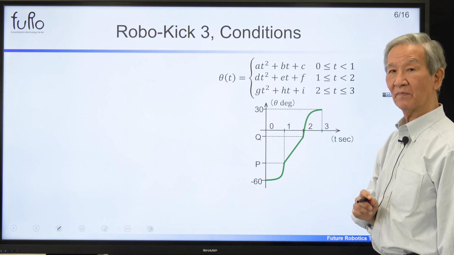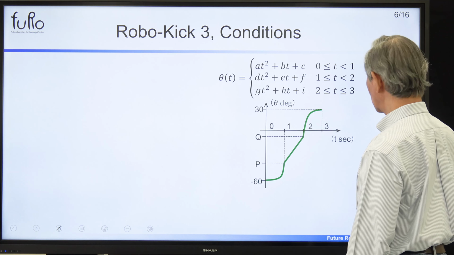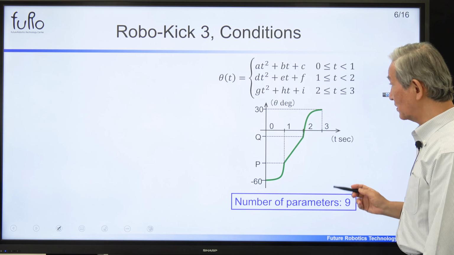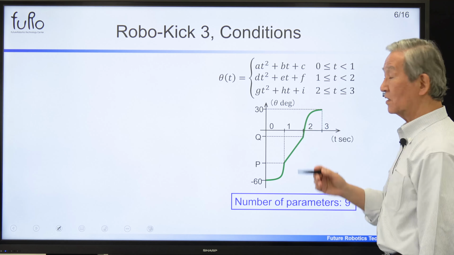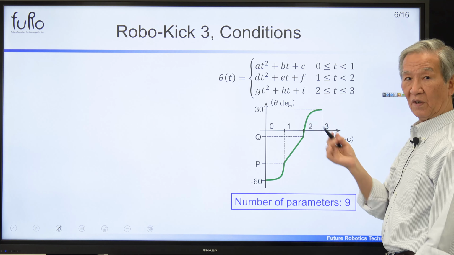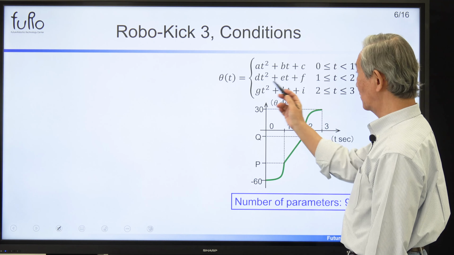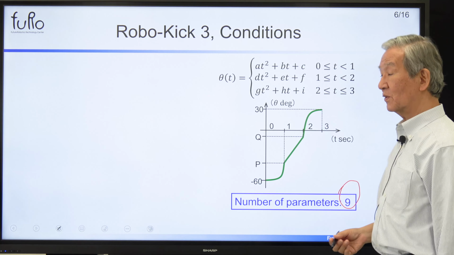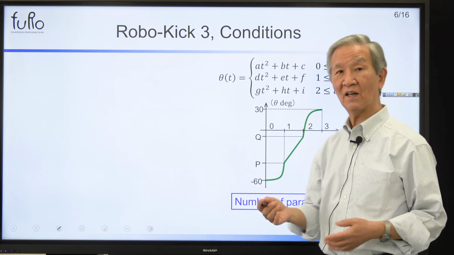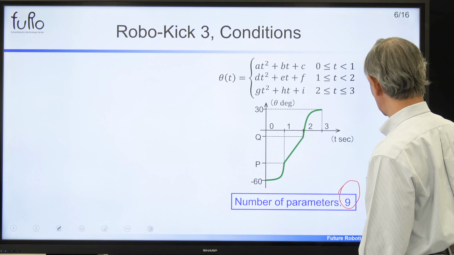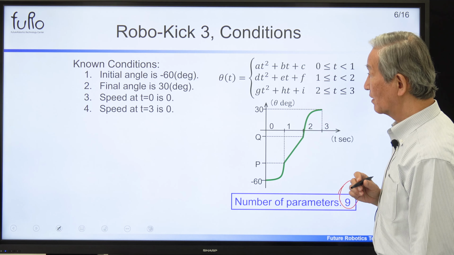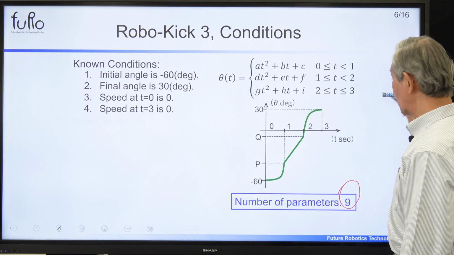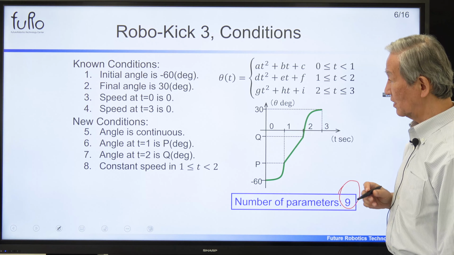1, 2, 3. Okay? So with that, we take a look at the number of parameters here. Originally, last time we had 3 or 4, right? But this time, 1, 2, 3, 4, 5, 6, 7, 8, 9, a total of 9 parameters. So it seems that we need to have 9 constraints or 9 conditions or 9 equations. Well, some of those conditions are already known. We have already used them. And new conditions are there.